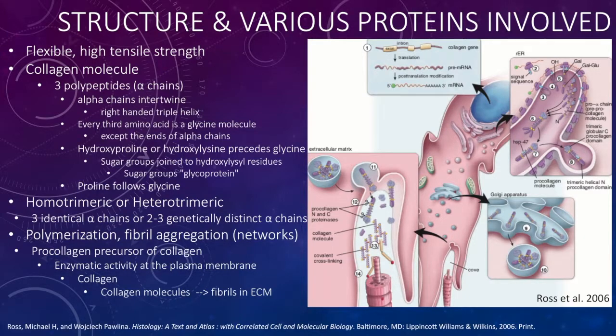Sugar groups are associated with the helix, which are joined by hydroxylysyl residues. Because of these sugar groups, collagen can also be considered a glycoprotein. A collagen molecule may be homotrimeric or heterotrimeric, meaning either it can consist of three identical alpha chains or the molecule can consist of 2 to 3 genetically distinct alpha chains.